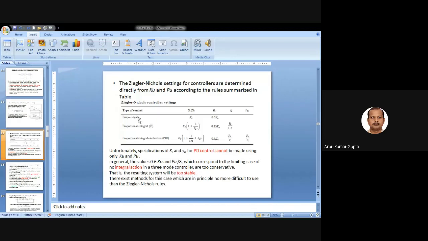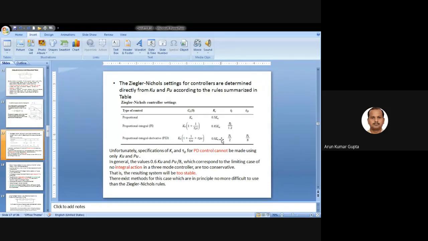So let's say if you have a proportional controller, then the transfer function will simply be Kc. We know that for PI we have a transfer function like this, and for PID we have a transfer function like this. For the different parameters, if you have any doubt you can interrupt. From the given transfer function, we can find the value of Kc, tau I and tau d depending on Ku and Pu.